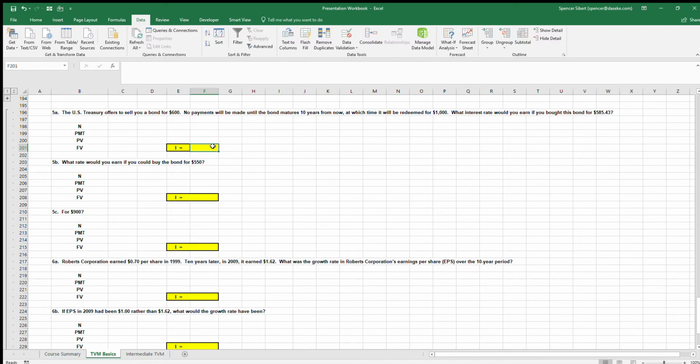All right. So first off, let's go ahead and read the question. U.S. Treasury offers to sell you a bond for $600. No payments will be made until the bond matures at 10 years from now, at which time it will be redeemed for $1,000. So we've got the future value, which is $1,000. We just read the present value, which is $600. Notice the number of periods is 10 years. What interest rate would you have earned if you bought this bond for $584?